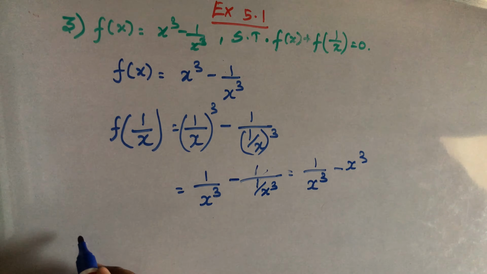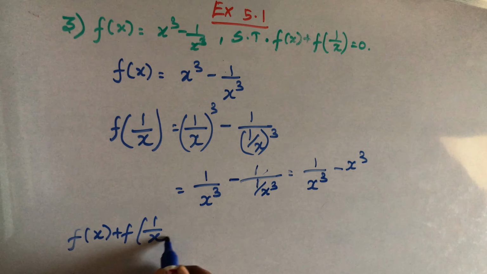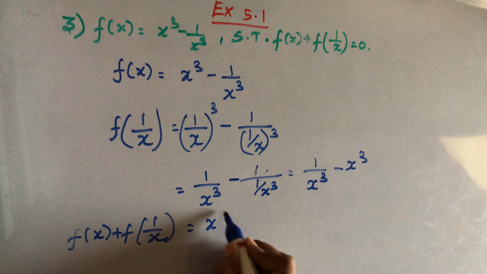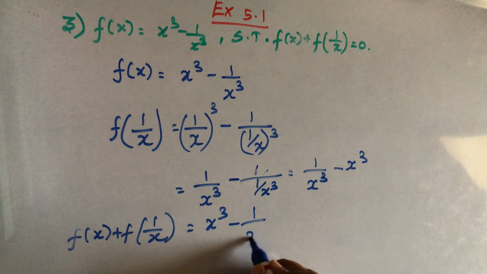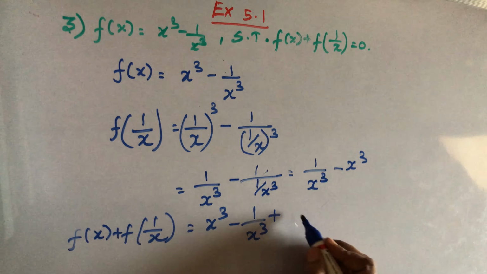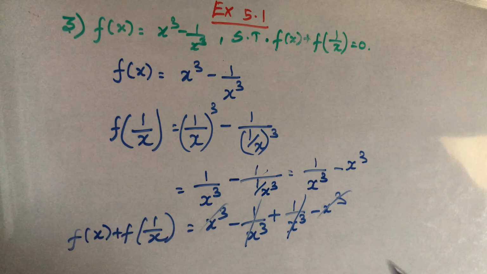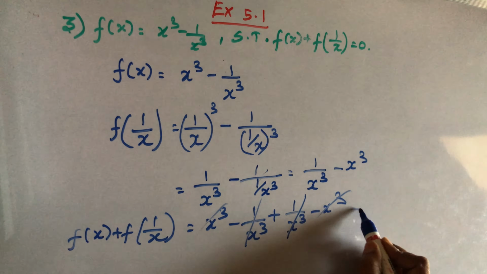Now we have f of x plus f of 1 by x. f of x is x cube minus 1 by x cube, plus f of 1 by x is 1 by x cube minus x cube. So x cube and x cube will get cancelled. 1 by x cube minus 1 by x cube will get cancelled, and we get 0. That's what we have to prove.